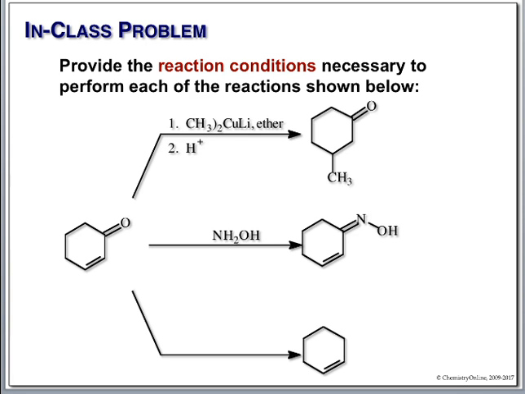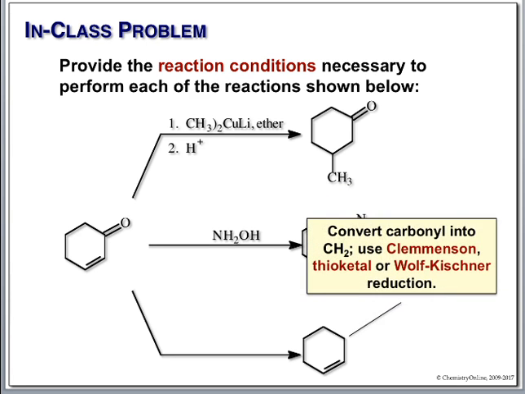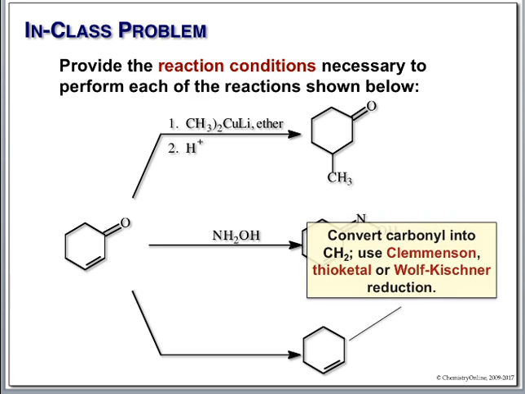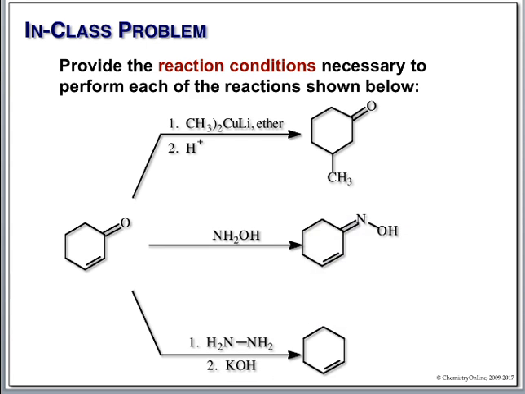In our next one, we're doing the magic disappearing oxygen act. Now we know 4 ways to do that, don't we? We can do the thioketal. We can do Wolff-Kishner reduction. We can do Clemmensen reduction. We can go back to 234 and do hydrogen and platinum, palladium, whatever. Any one you wanted to choose would work. Wolff-Kishner, Clemmensen, thioketal. Let's just do Wolff-Kishner because we can.